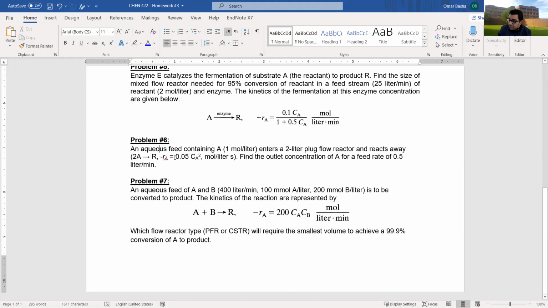So you're told you have a PFR with a feed at a concentration of 1 mole per liter. The volume of this PFR is 2 liters. And in this PFR, I have this reaction happening. And you need to find the outlet concentration of A for a volumetric feed rate of 0.5 liters per minute. So I need to find CA basically. Okay, let me go back to my whiteboard. Let me clear all my drawings. And let's start doing this problem. Okay, this is problem number 6.